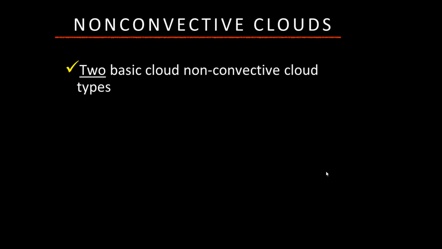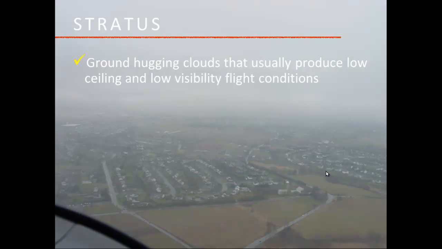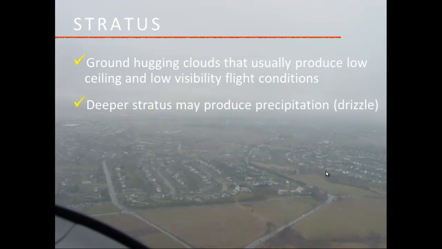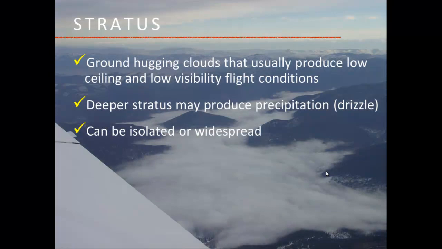There are 2 basic non-convective cloud types, and that is stratus and nimbostratus. Now, stratus are those ground-hugging clouds that produce poor visibility and low ceilings. Usually it requires you to have an instrument rating and be flying on an instrument flight plan when you're dealing with stratus clouds. Deeper stratus sometimes can produce a little bit of precipitation. When the stratus clouds get 4, 5, 6,000 feet deep, sometimes you'll be producing a little bit of drizzle. They're typically very isolated, but they can also be pretty widespread.